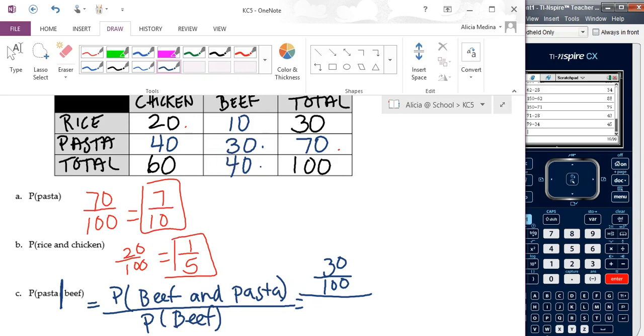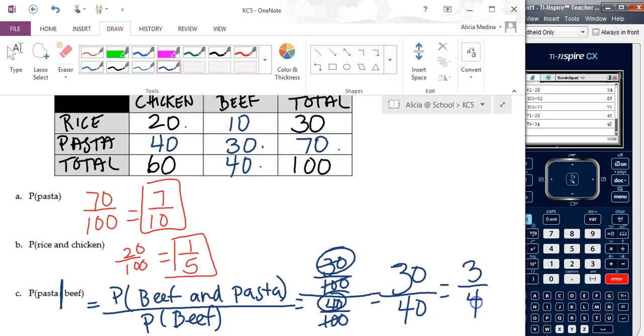I miscounted. That should be 40, right? Because 60 plus 40 is 100. So that was a typo on my part. I thought I wrote 40. I must have just never made the 4. So that should have been 40 over 100. And this is going to be our total of 30 over 40. Right? If we can simplify that, you can divide both top and bottom by 10. That's going to be 3/4.